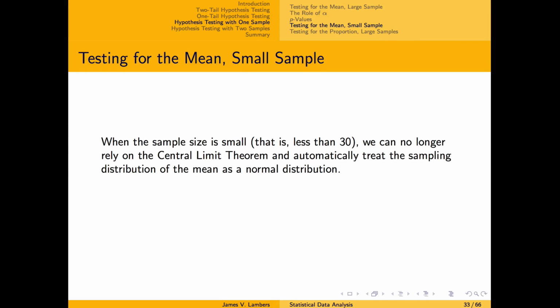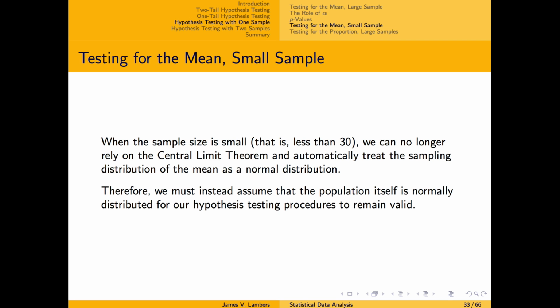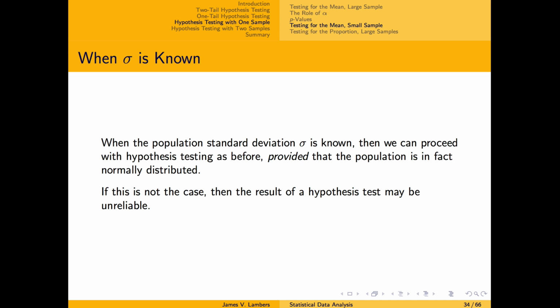Now we consider a case in which the sample size is small, so that the central limit theorem does not apply. We still want to be able to treat the sampling distribution of a mean as a normal distribution, but this means that the underlying population itself should also be normally distributed for this assumption to be valid. The small sample case breaks down into two subcases, where the population standard deviation sigma is known or unknown.